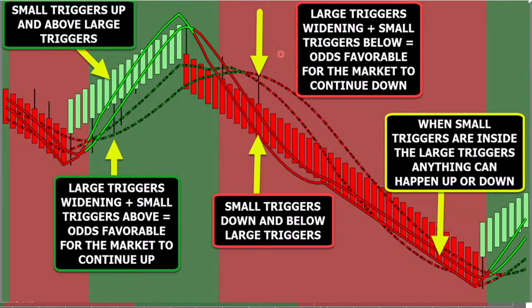If my background is red, my small triggers and my large triggers must both be red. And it's the space created between the two that lets me know the odds are favorable for the market to continue down. Odds favorable, momentum can push a market in the direction of the trend, guys. Odds favorable, momentum can break key areas. Odds favorable, momentum can cover mistakes.